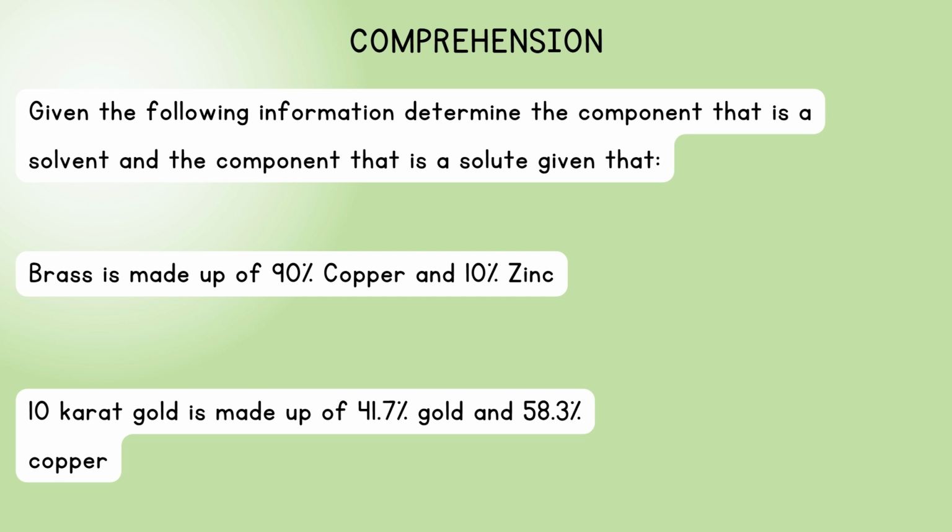Comprehension. Given the following information, determine the component that is a solvent and the component that is a solute, given that brass is made up of 90% copper and 10% zinc, and 10 karat gold is made up of 41.7% gold and 58.3% copper.